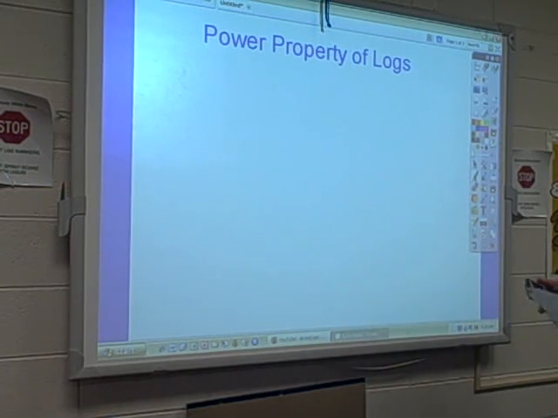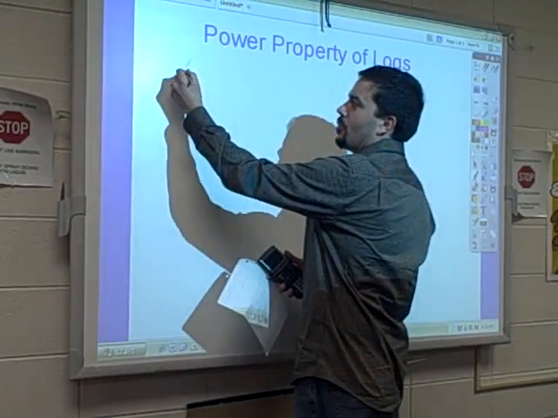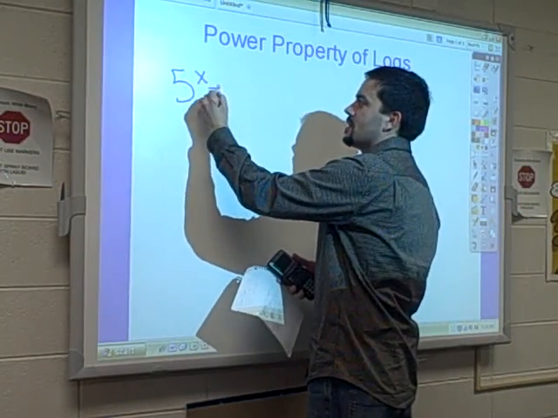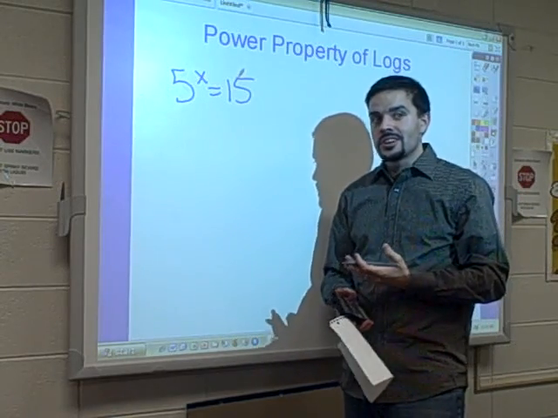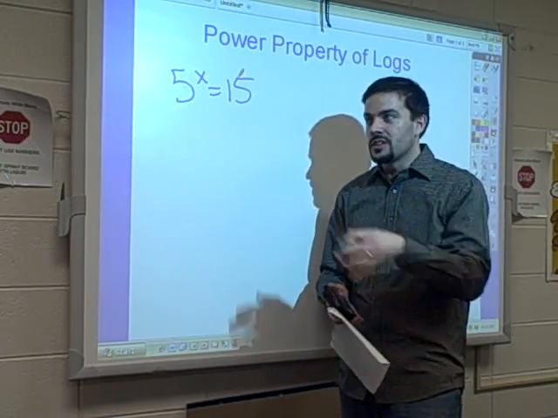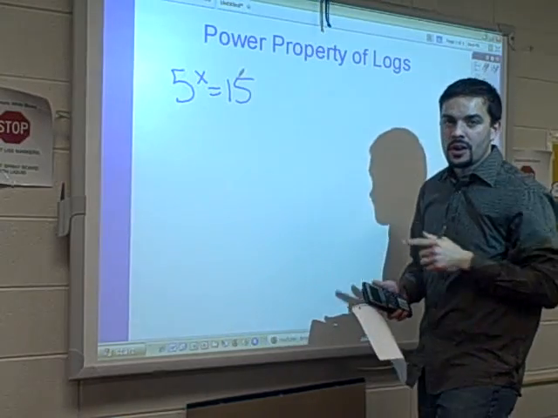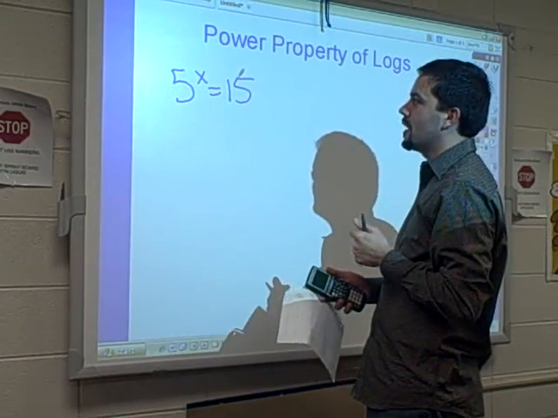So I'm going to take you back a moment to a type of problem that we've seen in the homework in the past: 5 to the x equaling 15. Now, I said we got to do guess and check for this. One day I showed you the shortcut, and the shortcut really is this power property of logs that we're going to discuss right now.